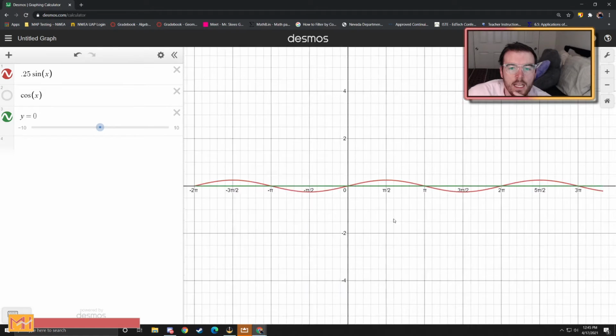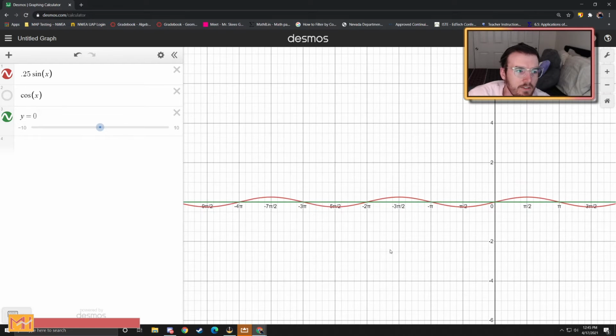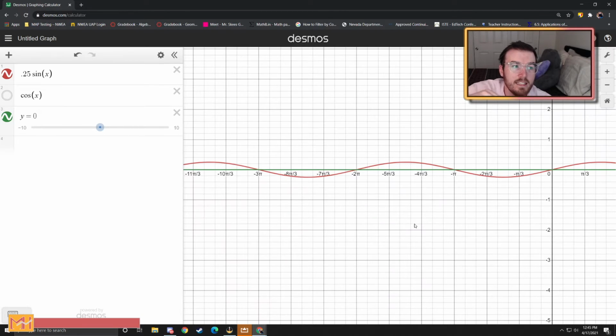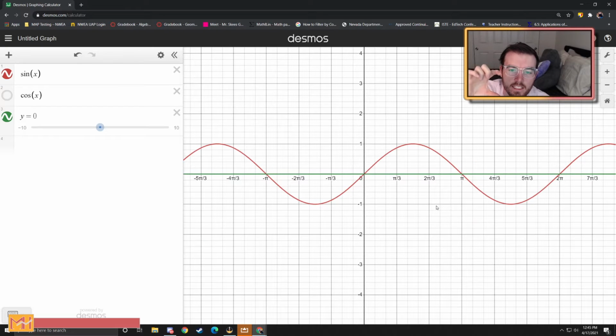Okay? As you can see, though, this function goes on forever to the right, forever to the left, but it doesn't go forever up or forever down. It's in a very confined space. Let's get rid of the 0.25. It's in a very confined space. It only goes as high as you let it, okay? But it's going to go on infinitely.